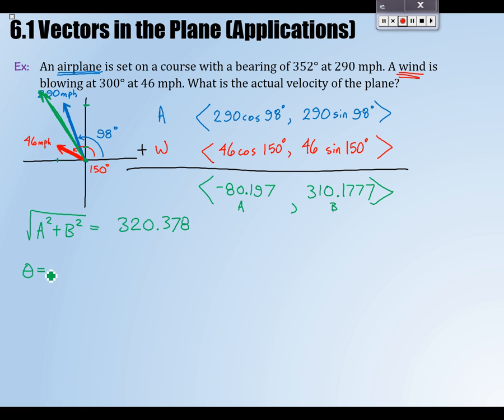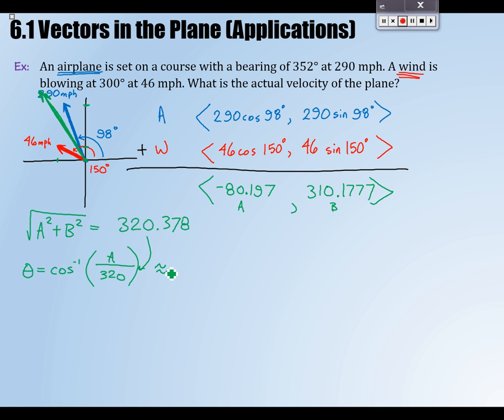So theta. Now keep in mind this is not the bearing, but we can get theta right away. It's cosine inverse of a, that value negative 80 over 320. Use the full value though, right? So I'm going to type that in here: a over answer. In the end, I haven't boxed anything yet, so I'm being kind of cavalier. I'm using the full value. What I just typed in is cosine inverse of A divided by ans, the previous answer that I got.